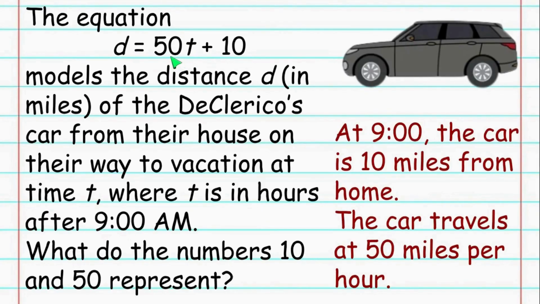50 is apparently a rate. We multiply it by a time, that is in hours, and we get a distance in miles. Well, what do I multiply by hours to convert to miles? I would need hours in a denominator and miles in a numerator.